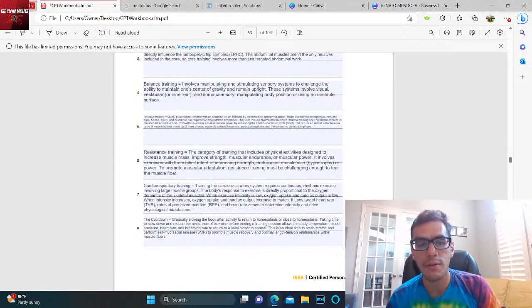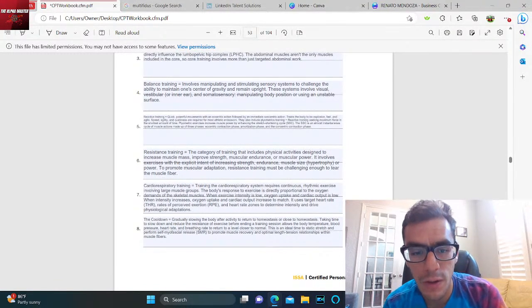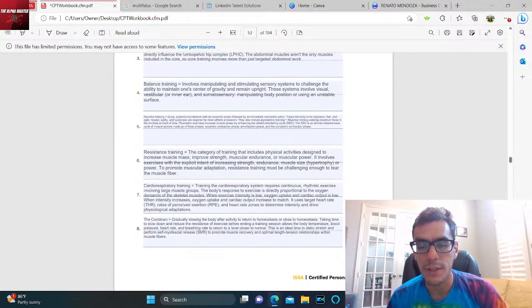In here you have the cardiorespiratory training. Training the cardiorespiratory system requires continuous rhythmic exercises involving large muscle groups. The body's response to exercise is directly proportional to the oxygen demands of the skeletal muscles.